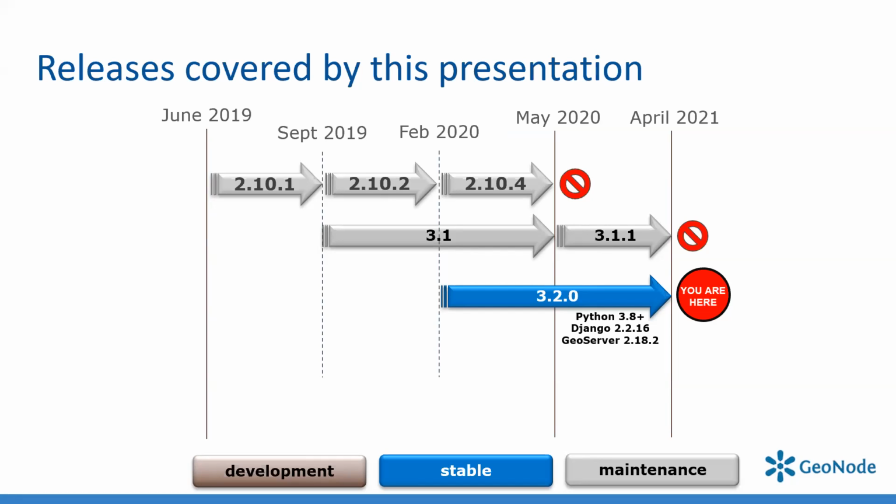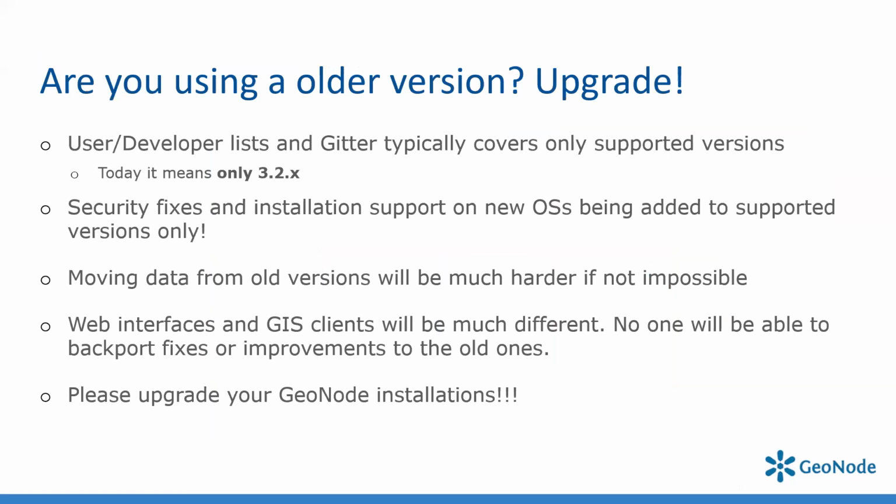But we will see. It really depends on how things go, especially on the bug fixes and the feature requests. In any case, this is a recommendation that we always make. If you are using an older version of GeoNode, try to upgrade it as soon as possible. This is because the newer versions are always more backward compatible with the old ones.